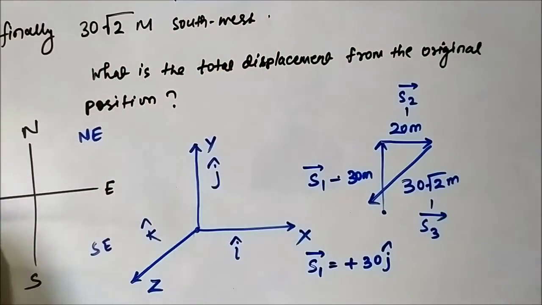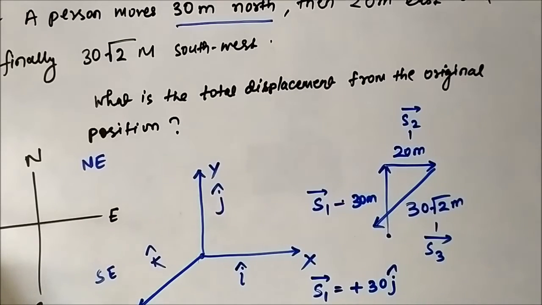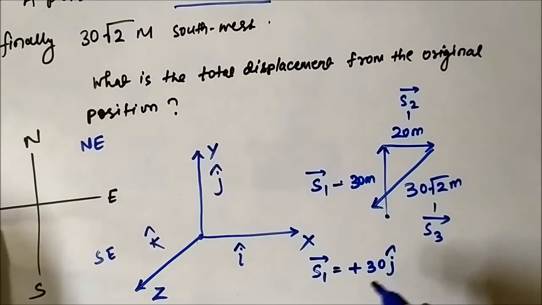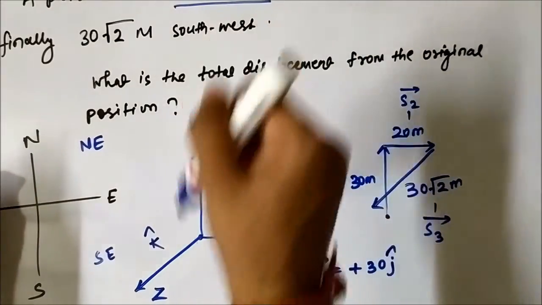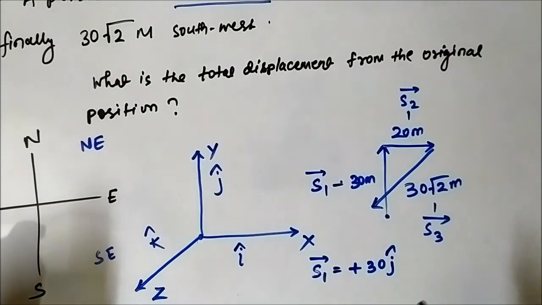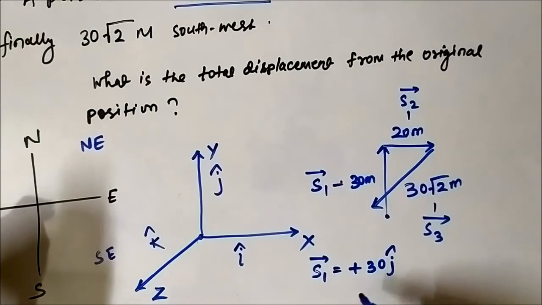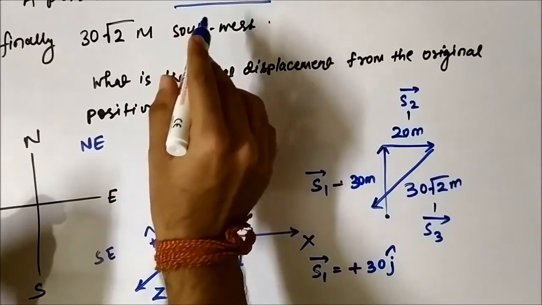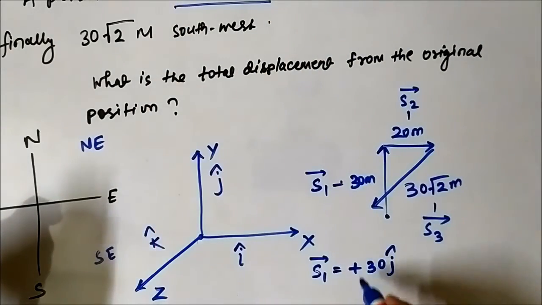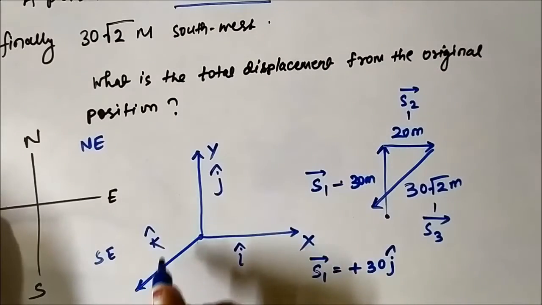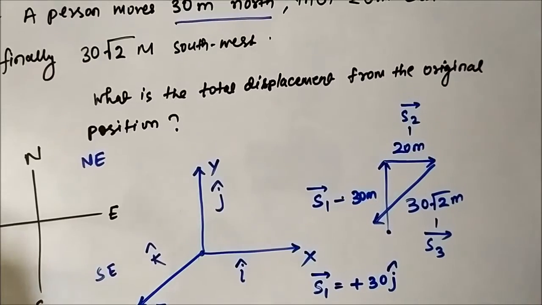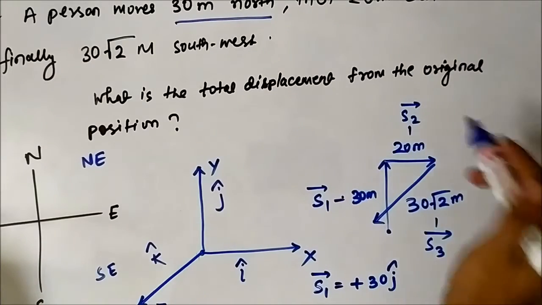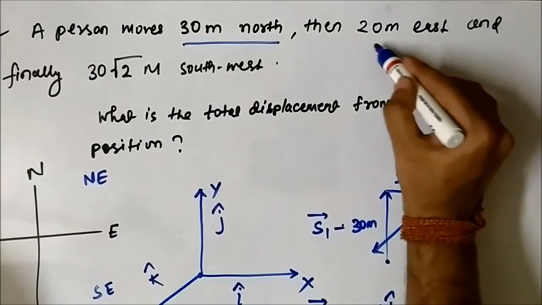If it had been said that the person moved 30 meters south, then it would have been minus 30 j, 30 units in the negative y direction. South means the negative direction on the y axis. Here it is 30 meters north, that's why it is 30 units in the positive y direction, so plus 30 j. Now the other vector, S2 vector, is 20 meters east.